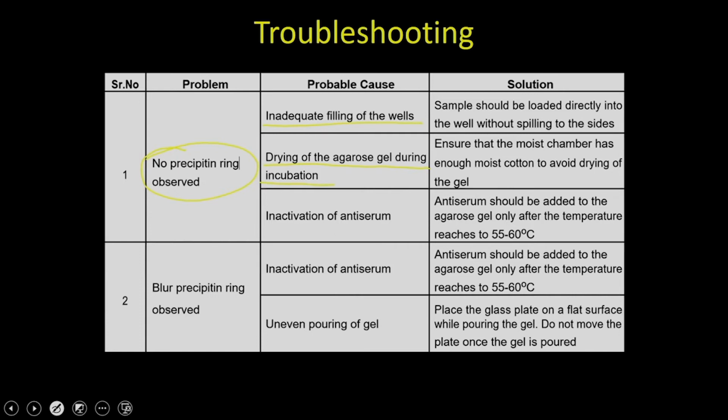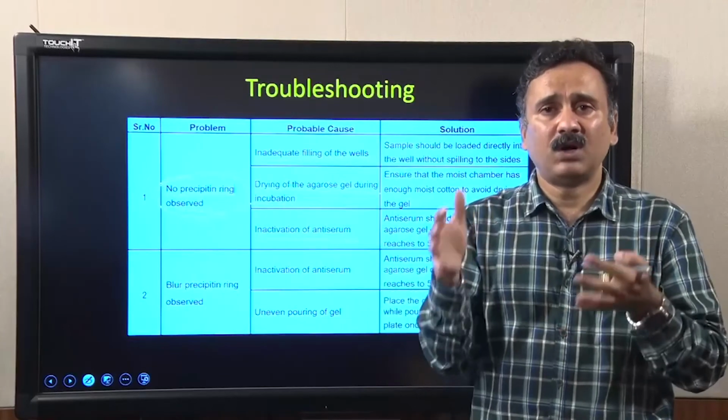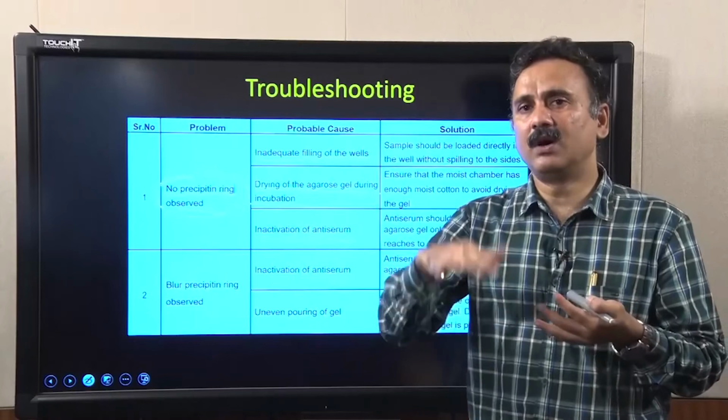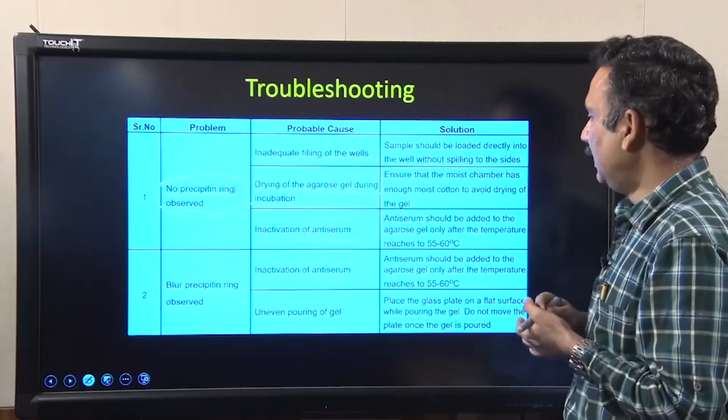When it gets dried up, it is going to affect the diffusion of the antigen, and that is how it is not going to give you the precipitant rings. Or when you were adding the antisera into the agarose, the temperature was not 55 to 60, but slightly higher, and that is how the antibodies got inactivated.